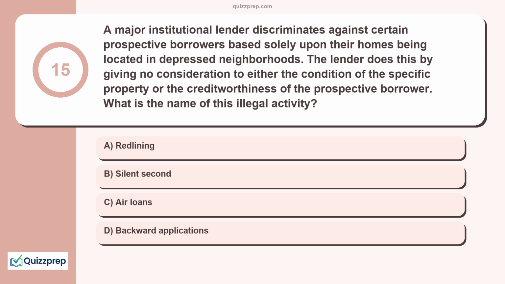Question 15. A major institutional lender discriminates against certain prospective borrowers based solely upon their homes being located in depressed neighborhoods. The lender does this by giving no consideration to either the condition of the specific property or the creditworthiness of the prospective borrower. What is the name of this illegal activity? Redlining, silent second, heir loans, backward applications.